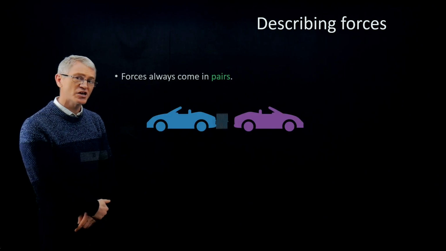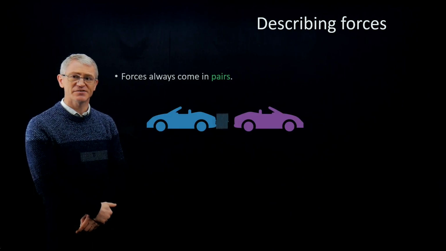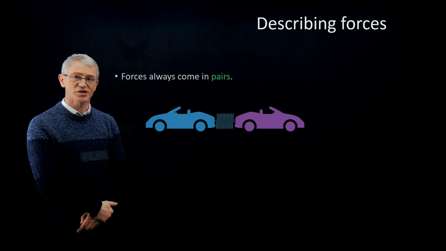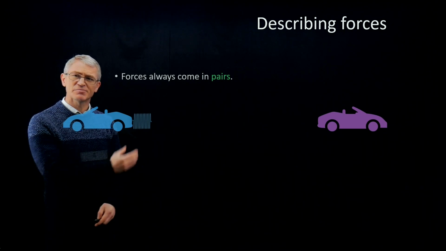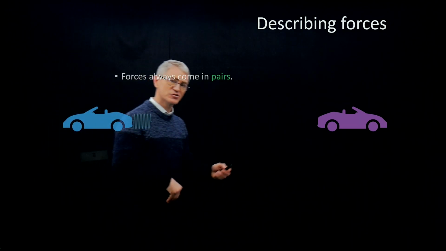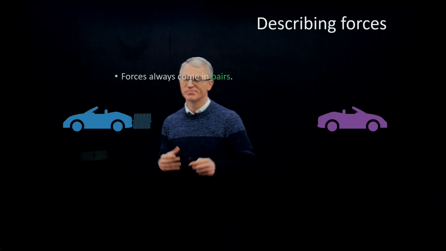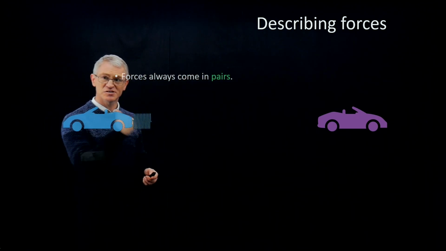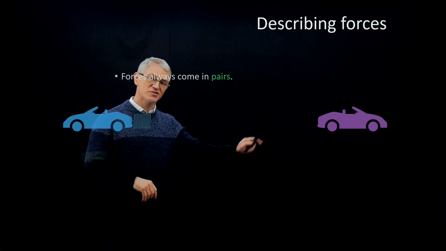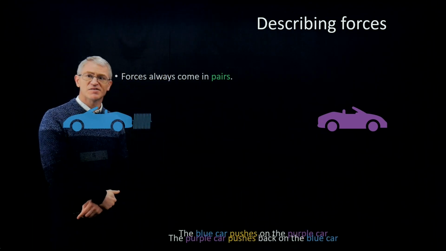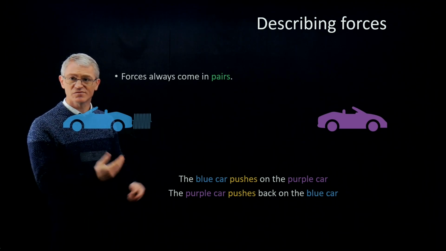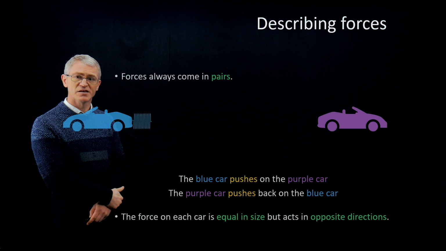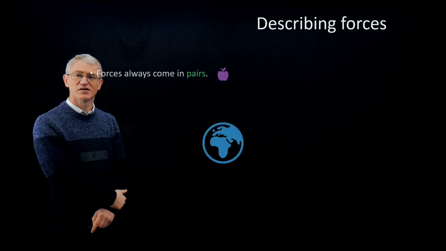Okay, forces always come in pairs. Let's have a look at this force. The spring is loaded and then let go, and you find that it puts a force on the blue car and a force on the purple car. So that means it's acting in a pair. A force is going that way and a force is going that way. The blue car pushes on the purple car and the purple car pushes back on the blue car. So you've got a pair of forces, equal in size and acting in opposite directions. You see they both went in opposite directions and of equal size.